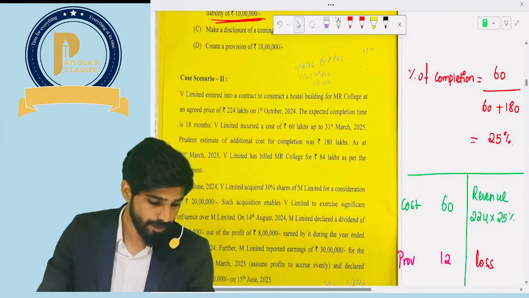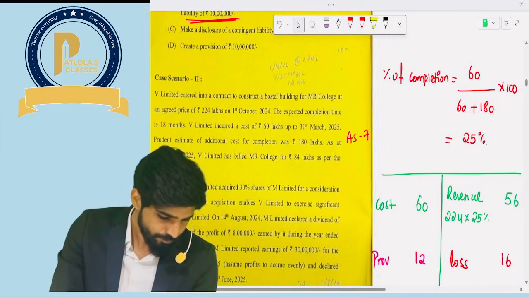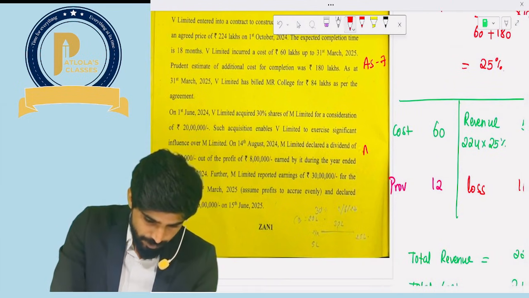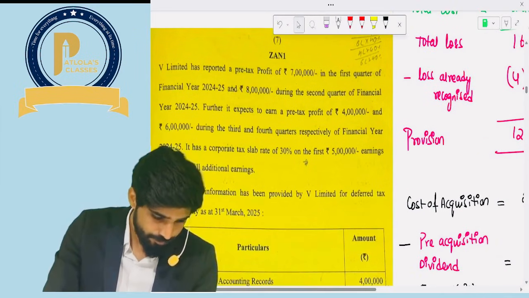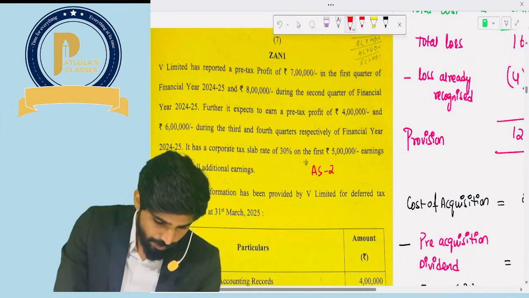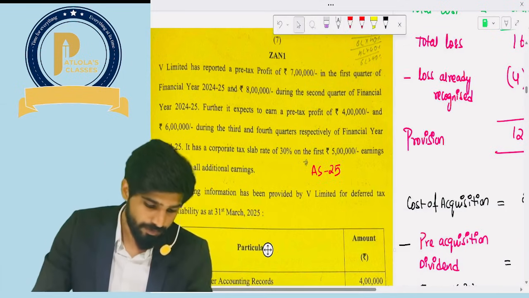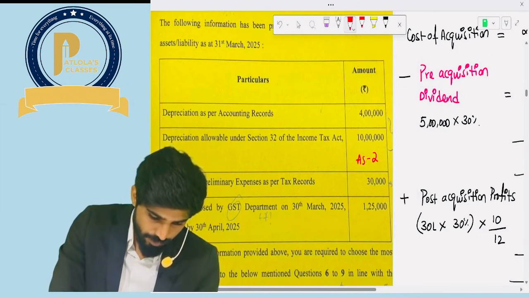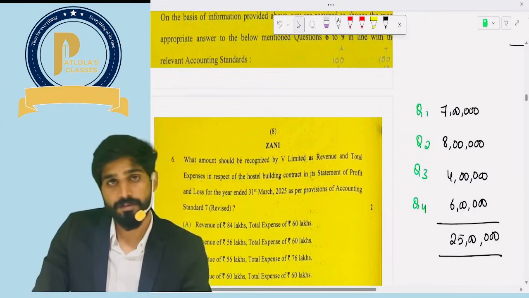Second case study has multiple concepts, like we have the concept of AS7, then we have the concept of AS23, then we have the concept of AS25, which talks about interim financial reporting, and we have the concept of AS22. Again, this case study is based on multiple standards.